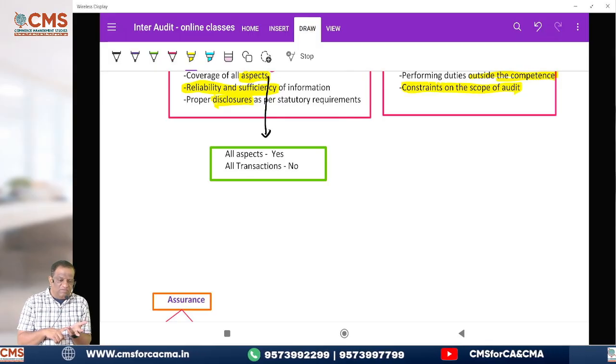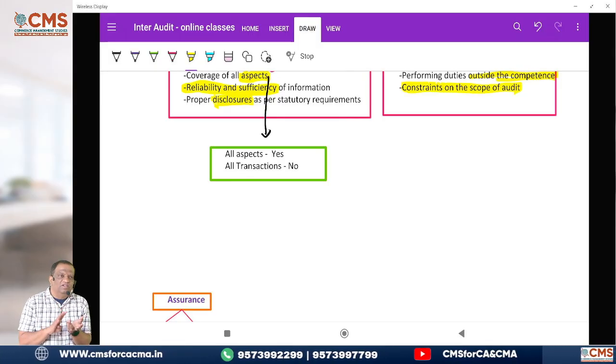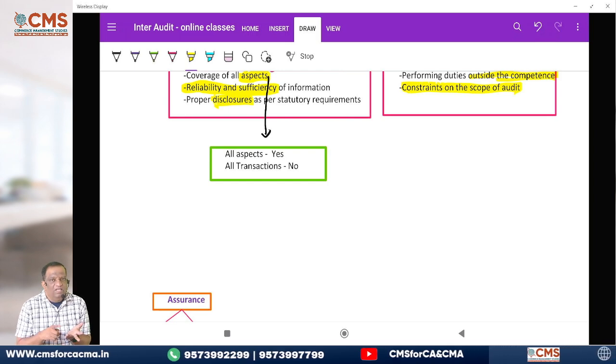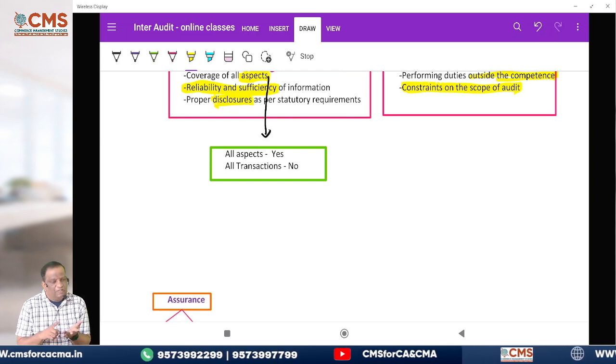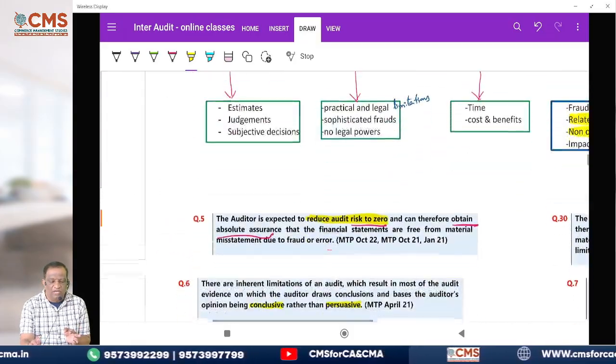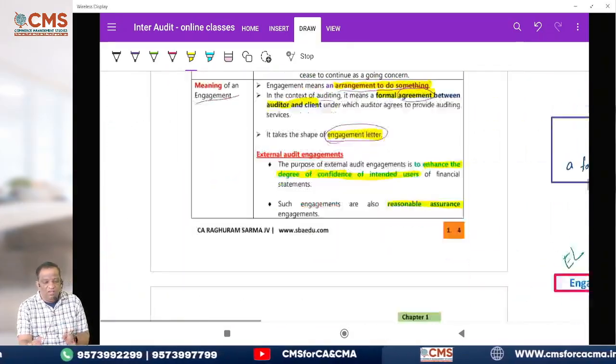Now, one last revision. What are the 4 subheadings that you can write for inherent limitation? Nature of financial statements, nature of audit procedures, timelines and other matters. That's all. And later on you can elaborate. So then look at it.